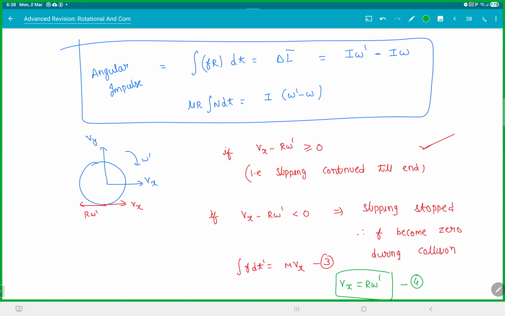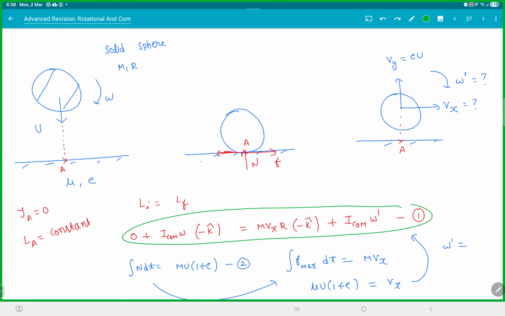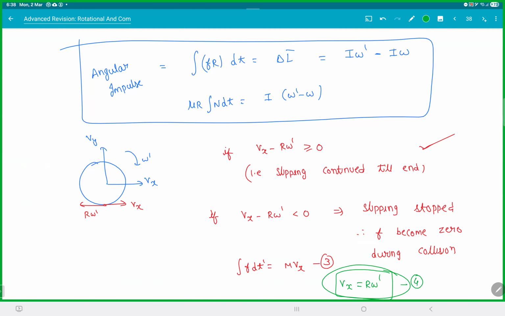Got this? So now what equations do you have in your hand? You have this angular momentum, and we have Vx is equal to r omega dash. Done, right? With that, you can solve. You cannot use equation 2 and 3 anymore. 2 and 3 are useless. They are not usable anymore. So we just solve 4 and 1. That will give you the answer. Are you clear with this thing?